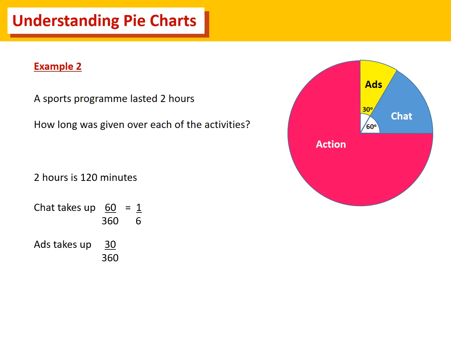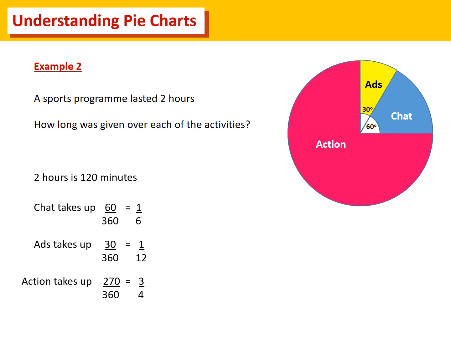Similarly, ads, which is a 30-degree angle, that takes up 30 out of 360ths, and that's 1/12. And that only leaves action, which is 270 out of 360ths, and that's 3/4. But we could see that action was 3/4 just from the diagram.